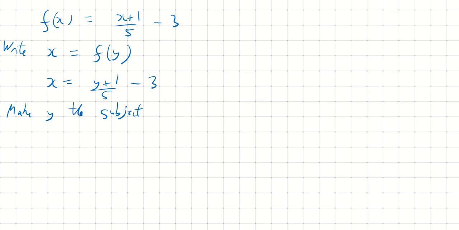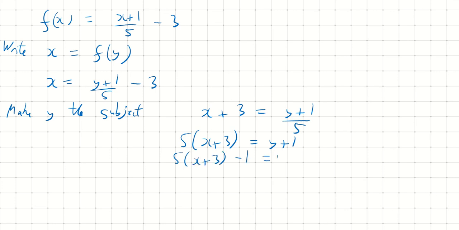Now we've got to make y the subject of this. So first of all, we're going to move the 3 to the other side. We get x + 3 = (y + 1)/5. Get rid of the divide by 5 by multiplying both sides by 5. We get 5(x + 3) = y + 1. Take 1 away from both sides. 5(x + 3) - 1 = y. Multiply out the brackets and simplify, we get 5x + 15 - 1, so 5x + 14 = y. And there we go. We've made y the subject, and now this is just our f^-1. So f^-1(x) = 5x + 14.